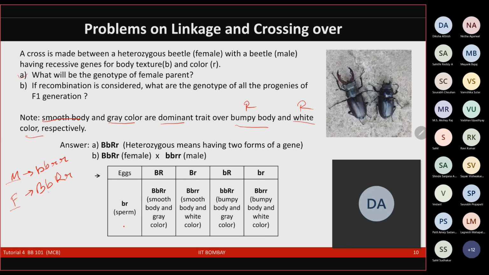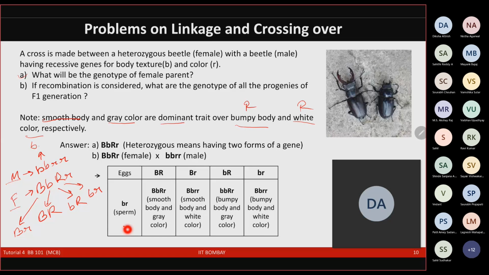From the female, you are going to get, sorry, four kinds of alleles. One is capital B, capital R; one is capital B, small r; one is small b, capital R; and small b, small r. So from the female, you are getting four kinds of alleles. Now from the male, since the male is homozygous recessive, you are getting only one kind of allele, which is small b, small r.